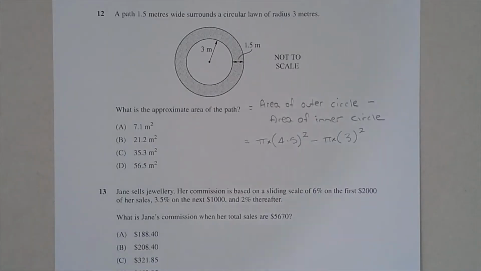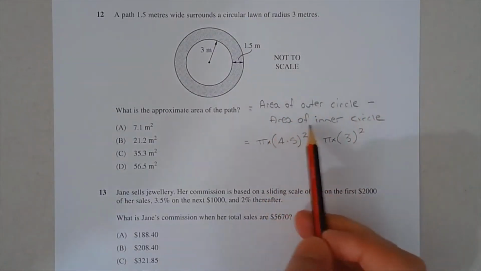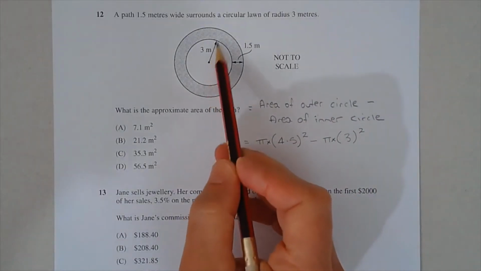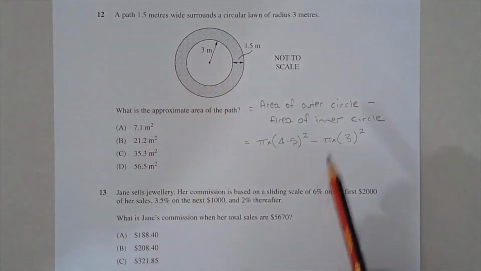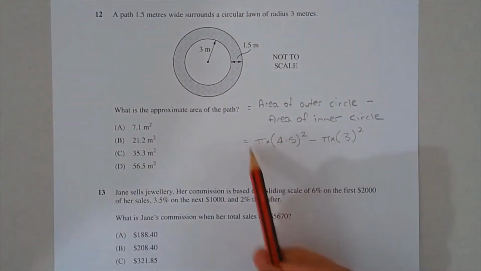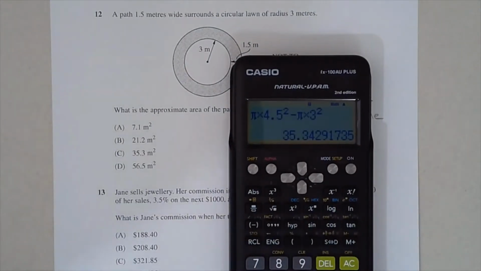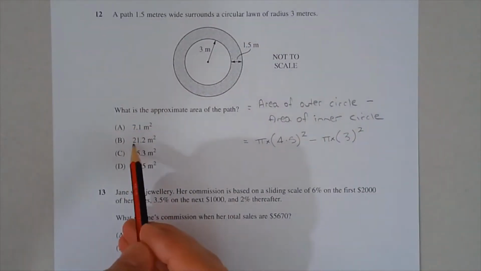Question 12. A path 1.5 metres wide surrounds a circular lawn of radius 3 metres. What is the approximate area of the path? Now this can be found by finding the area of the outer circle and subtracting from that the area of the inner circle. So it's the area of a composite shape. Now the radius of the outer circle is 3 metres plus the width of the path, so that gives us a radius of 4.5 metres. And of course the radius of the inner circle is 3 metres. So area of the outer circle minus the area of the inner circle, and that's it there on a calculator. Press equals and you'll get 35.3429, and that rounds to 35.3, option C.